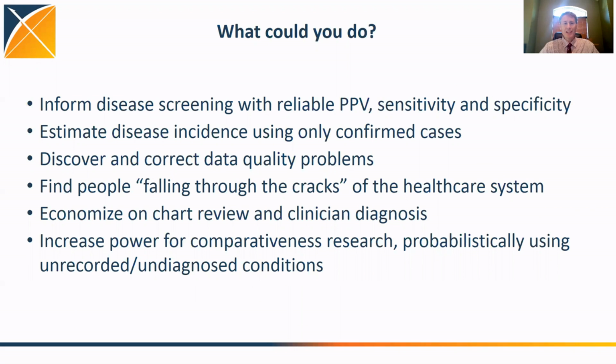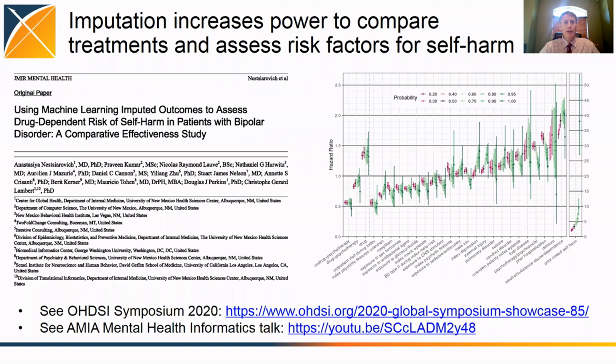Well, you could inform disease screening. You could estimate disease incidence using only confirmed cases. You could discover and correct data quality problems with missing phenotypes, find people falling through the cracks of the healthcare system, economize on chart review and clinician diagnosis. And as we showed in a paper this year, we can increase the power in comparative effectiveness studies by using an imputed outcome to compare treatments, in this case, for risk of self-harm.